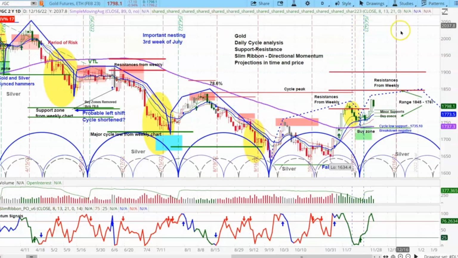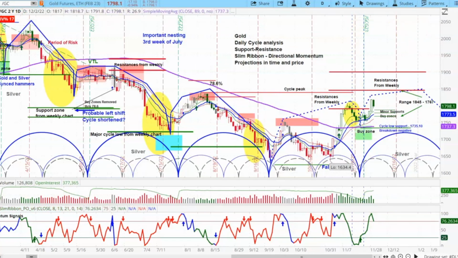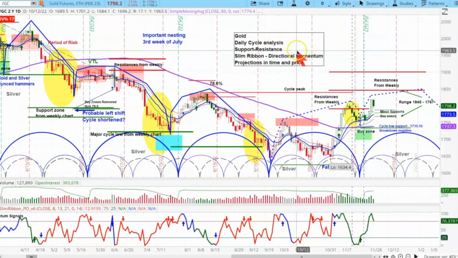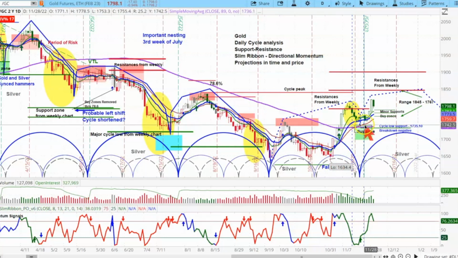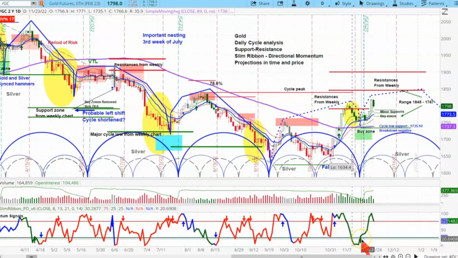And what I want you to see that we have on here are several of our own indicators, some proprietary. The indicators that we have on here are what we call our directional momentum. That's the slim ribbon, which you see right over here. And also our slim ribbon PO, which is on the bottom, which is essentially a signal indicator telling us when momentum is resuming in one direction or the other.